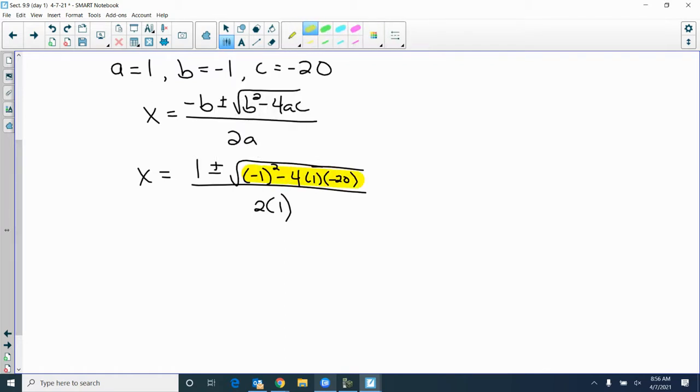What are we going to get underneath the radical? I need to see that. Use your calculator. You can type that whole thing in, but you got to type it in as it is. See what you get. That number is what goes underneath the radical.